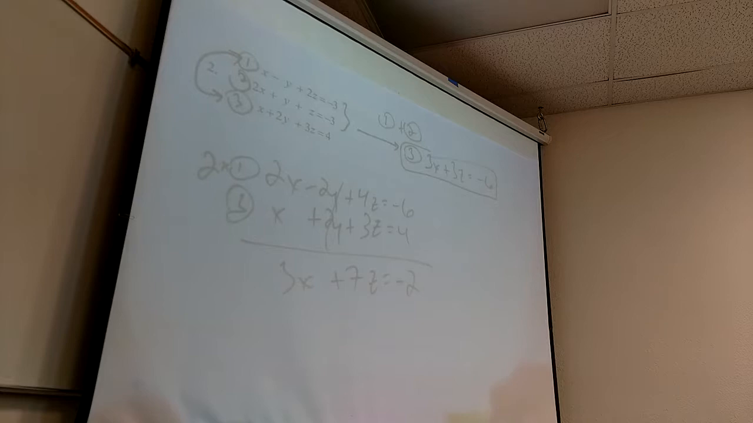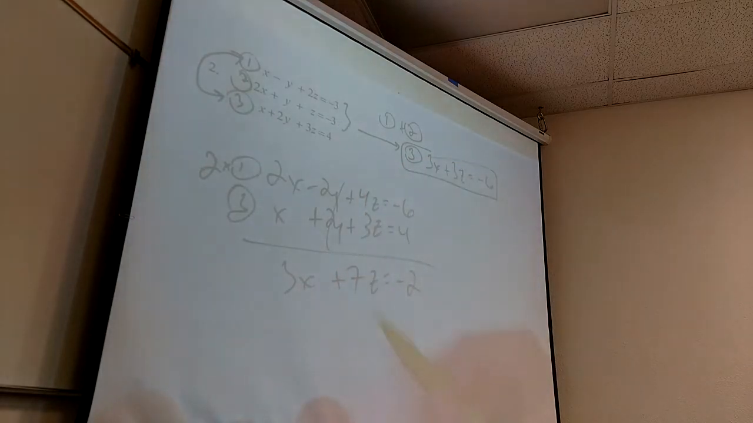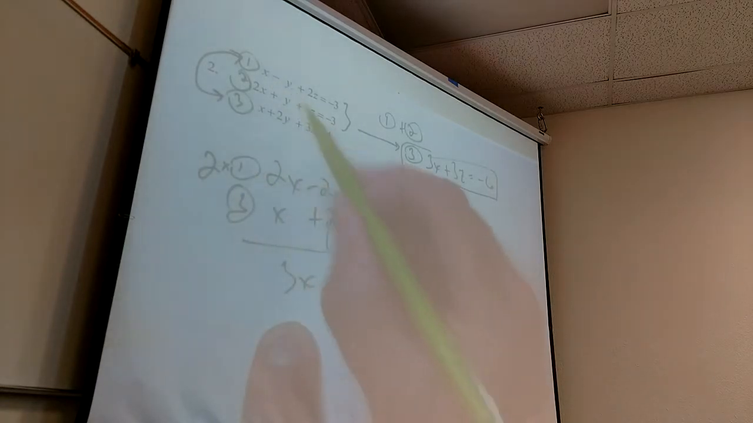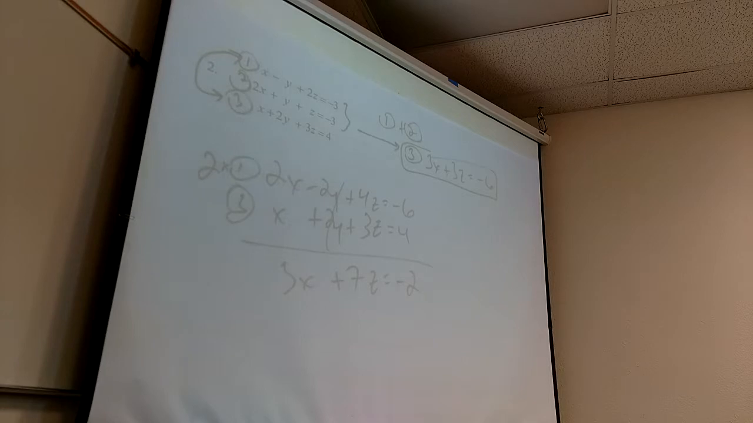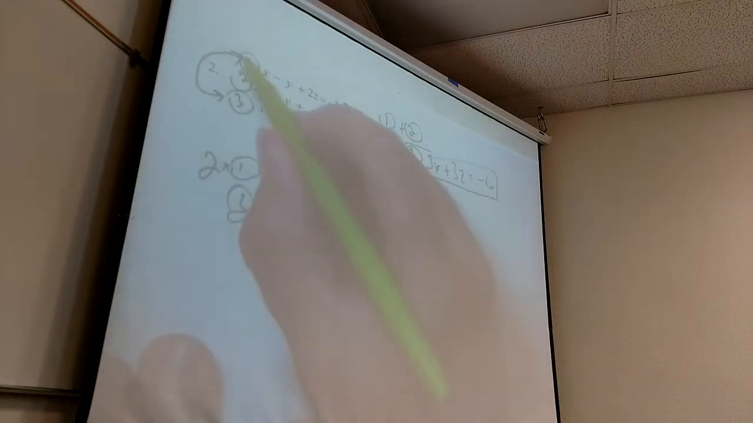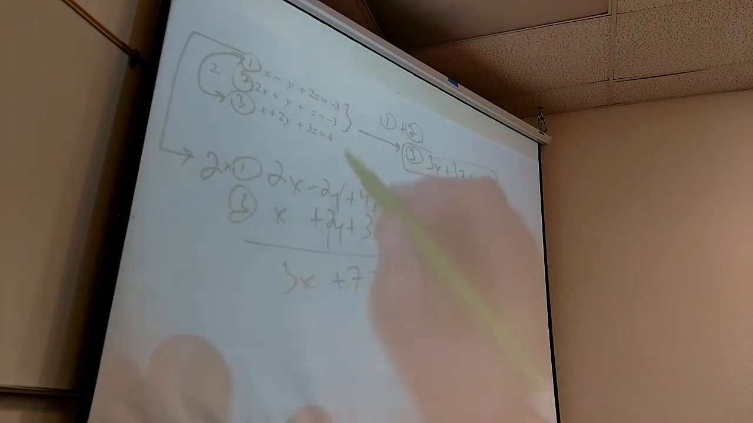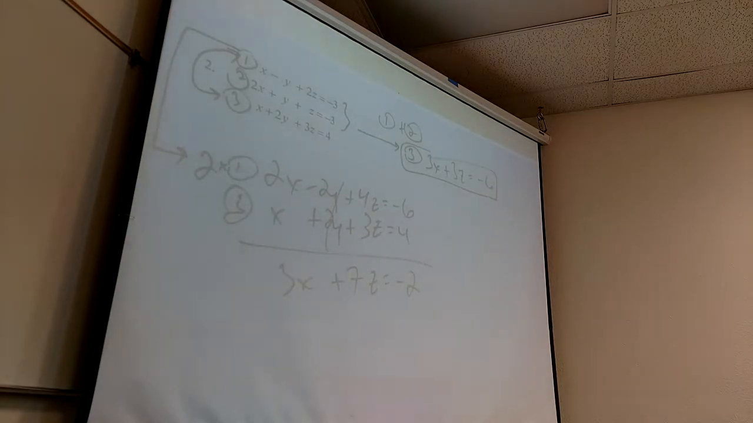Oh well. Now, did anybody do it a different way? I think a few of you did this by negative 2. How'd you get 2y? If you take number 1 and multiply by 2, you'll get 2x minus 2y plus 4z equals negative 6. Is that decent? If I take the first equation and multiply it by 2, why would I do that? To cancel the y. So again, oh, okay.